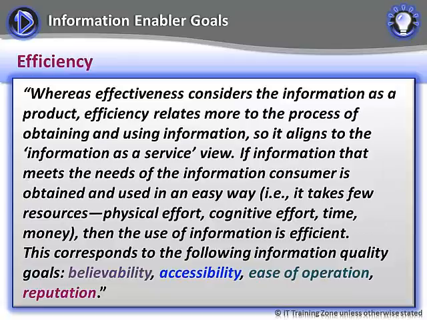The next of the COBIT 4 information criteria is efficiency. Whereas effectiveness considers the information as a product, efficiency relates more to the process of obtaining and using information, so it aligns to the information as a service view. If information that meets the needs of the information consumer is obtained and used in an easy way, i.e., it takes few resources, physical effort, cognitive effort, time, money, then the use of information is efficient. This corresponds to the following information quality goals: believability, accessibility, ease of operation, reputation.